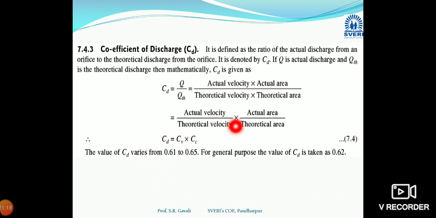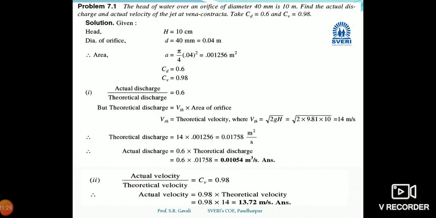So this relation is very important. Coefficient of discharge is always equal to CV into CC, and the value of CD is to be taken as 0.61 to 0.65, and for general purpose 0.62, because losses are more in case of the orifice meter. Now one problem we will see on these hydraulic coefficients of an orifice.